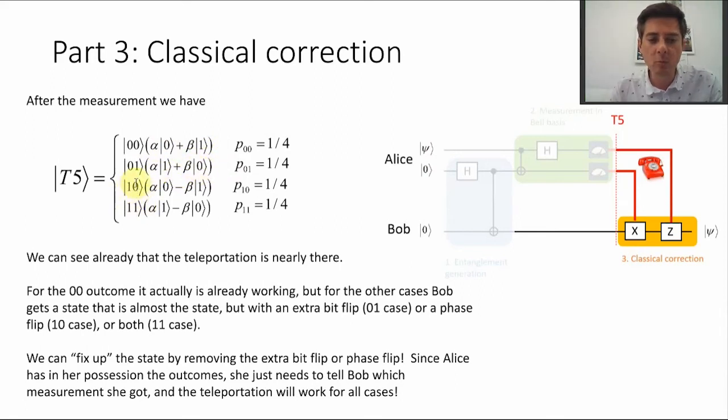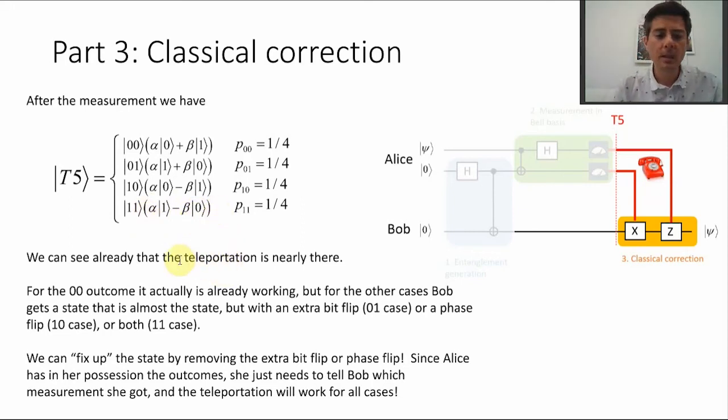Similarly with the state 1, 0, the only problem here is that instead of alpha 0, beta 1, we've got some minus sign here that's got in the way. If this minus sign wasn't here, if this was a plus sign, everything would be fine. The teleportation would be done. And likewise here, if Alice gets 1, 1, then the state that Bob gets is alpha 1, beta 0. Actually, this has kind of got both of the problems. If this sign wasn't here and also these two were flipped, then it would be all good, right?